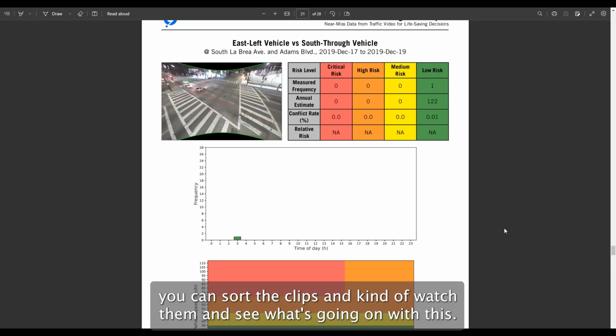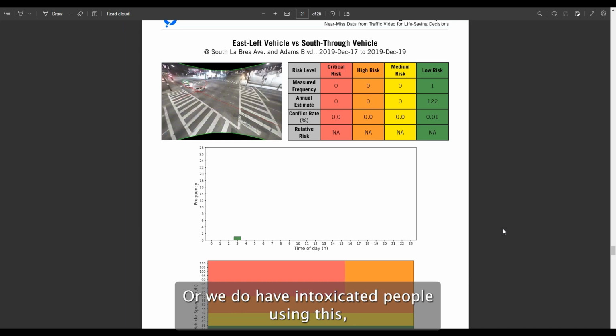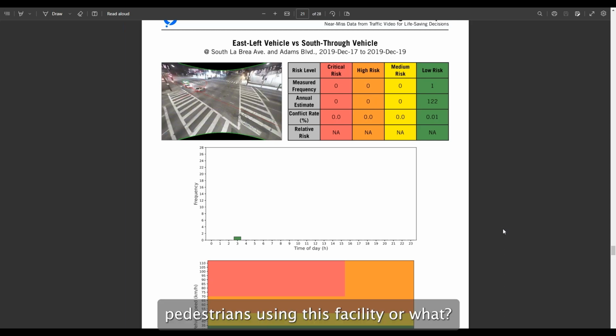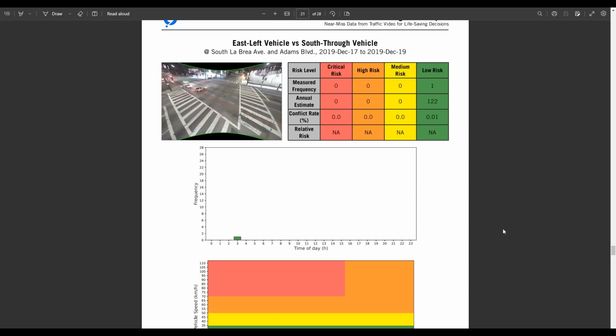You can sort the clips and watch them and ask what's going on with this. Do we have intoxicated people using this, pedestrians using this facility, or what? Or is it the very high to the low volumes?